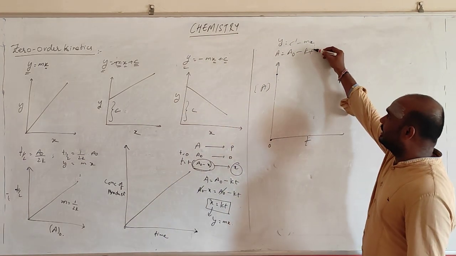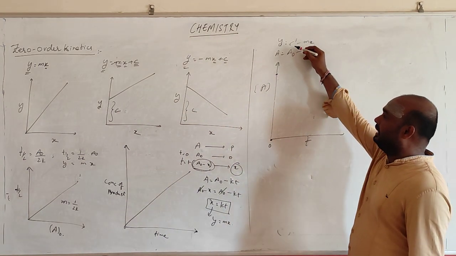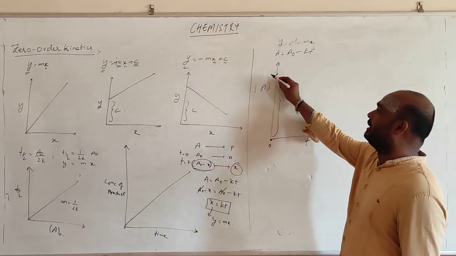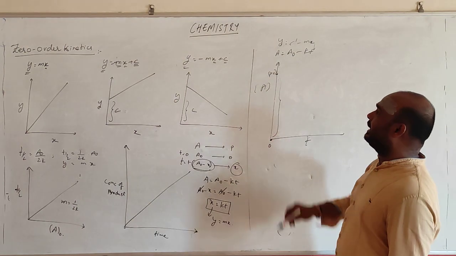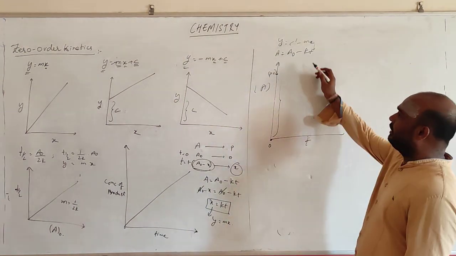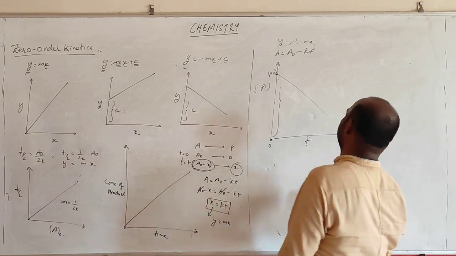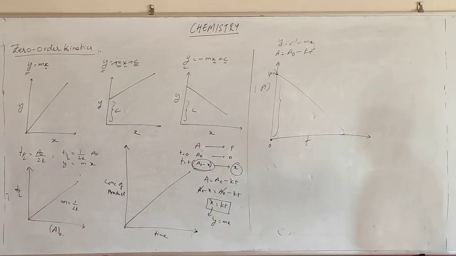We are taking time on the x-axis. You are having the intercept at the starting point, where the concentration is A naught. So you are having the negative slope, and the graph will be like this. So this is the concentration with respect to time. These are the graphs we can expect.